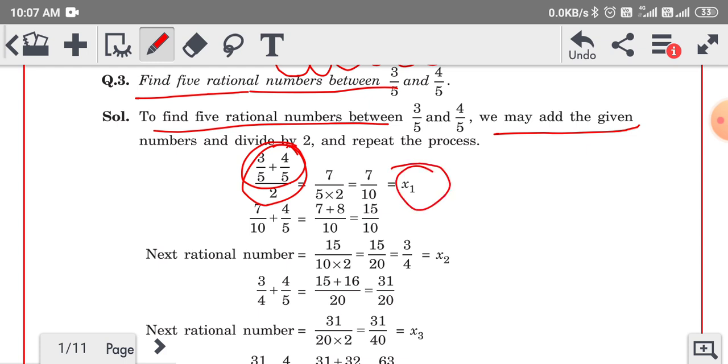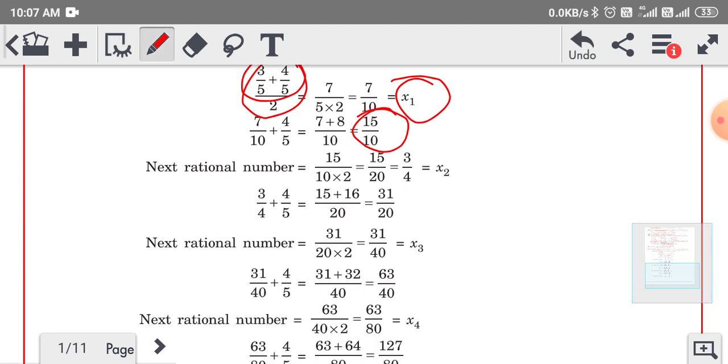Now 7 by 10 plus 4 by 5 is equal to 7 plus 8 by 10, that is 15 by 10. The next rational number is 15 by 10 into 2, which is 15 by 20, that is 3 by 4, equal to x2. Next, 3 by 4 plus 4 by 5 is equal to 15 plus 16 by 20, that is 31 by 20. The next rational number is 31 by 20 into 2, which is 31 by 40, equal to x3.